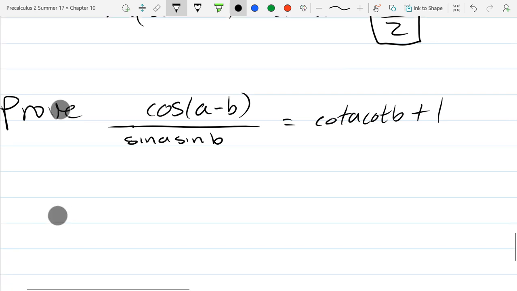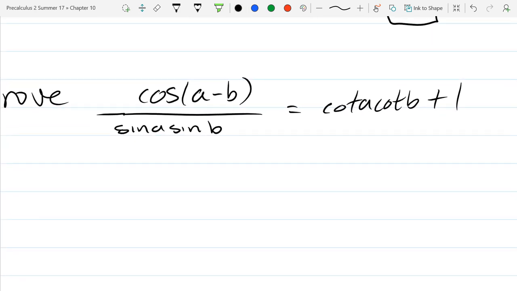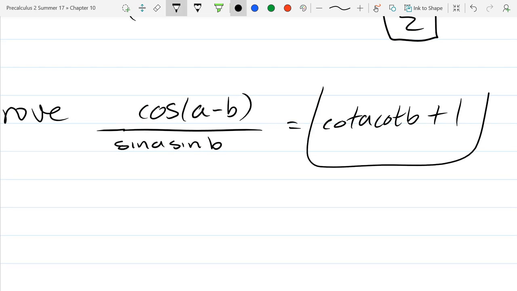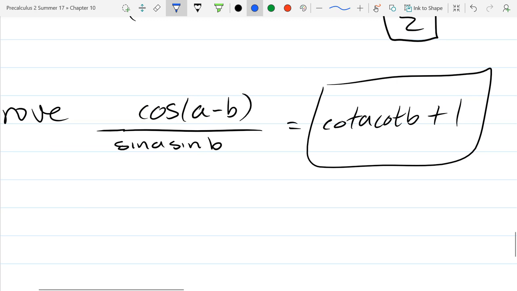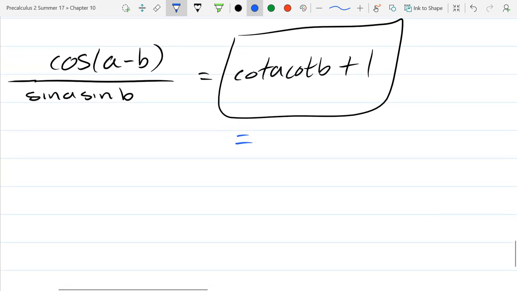So what we're going to do, start on the complicated side. I would say the left side's more complicated, so I'm going to put the right side in a box. I'm going to do the cheat step. I know what is most likely the move I need to make here, which is write cotangent in terms of sines and cosines. There's another big hint: it starts out in sines and cosines, so it's probably a very reasonable thing to do.